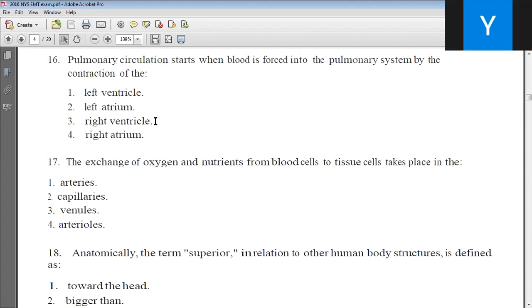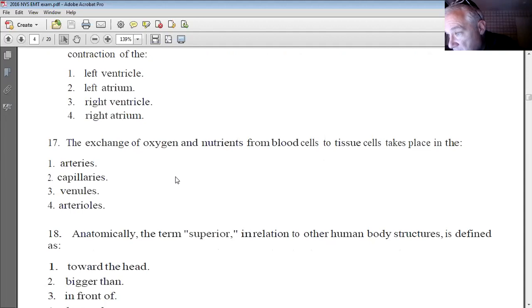So now you have 3 and 4 you've never heard before because we haven't got to them, but venules are small veins and arterioles are small arteries. That's all they are. Okay. So you heard arteries, veins, and capillaries.